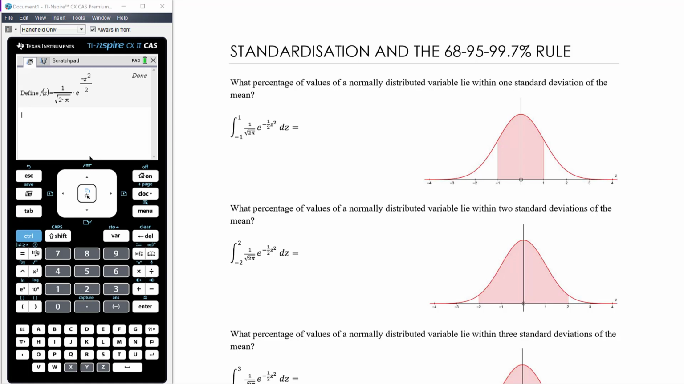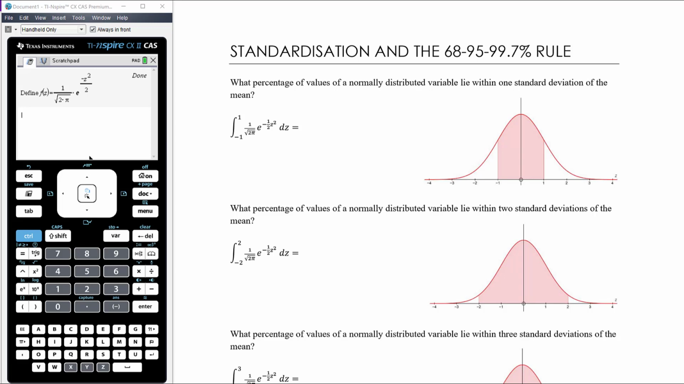Let's remember that a normal distribution is an example of a continuous random variable. We have a function that describes the curve. I've got that defined in my CAS over here already. And we know that if we wanted to find probabilities, we're looking at area underneath the curve. Okay, so that's the key thing we want to understand about continuous random variables.